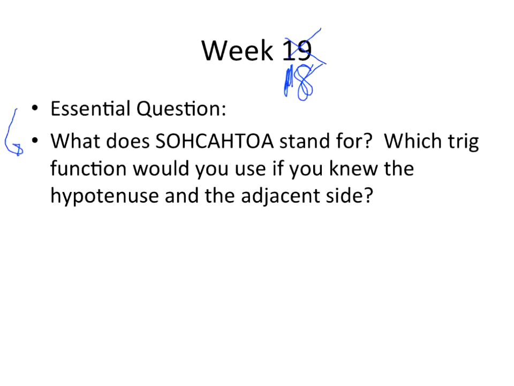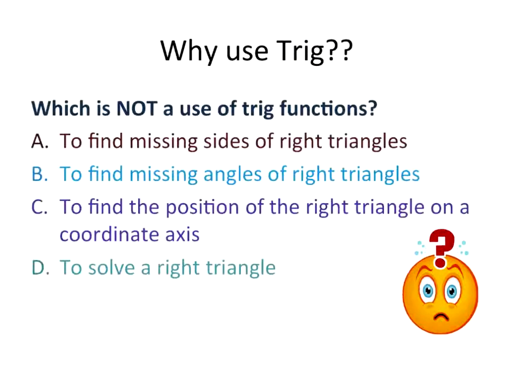So we're going to jump in today. SOHCAHTOA is one of my favorite things to teach because this word is going to help you remember all of your trig functions. This slide is not part of your notes. I just threw this in here, so we're going to go over it together. It says, which is not a use of trig functions. To find missing sides of right triangles, nope, we use it for that. To find missing angles of right triangles, we use it for that. To solve a right triangle, we use it for that. The one that we don't use trig functions for is to find positions on a coordinate axis.